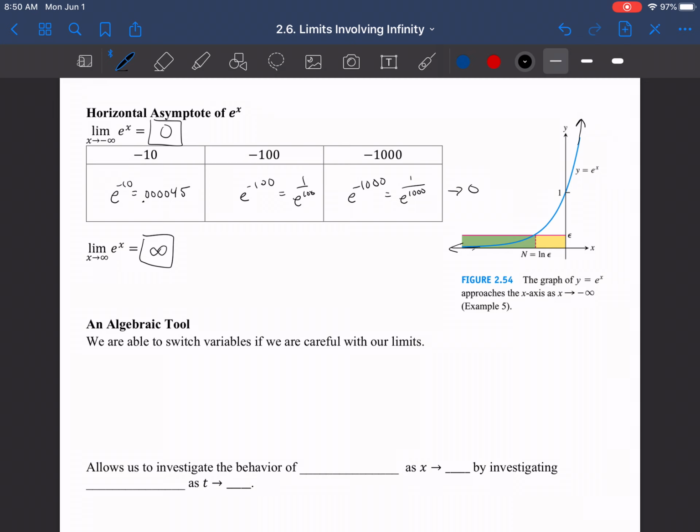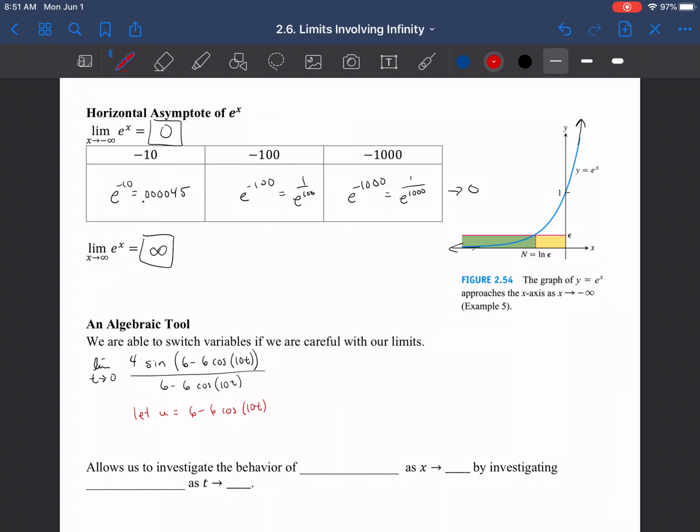An algebraic tool: we are able to switch variables if we are careful with our limits. So let's take a look here. Let's take a look at the limit as t goes to 0 of 4 times the sine of 6 minus 6 cosine of 10t, over 6 minus 6 cosine of 10t. Okay? And if we look at that, what we can do is we can say something like, and I'll put this part in red, let u equal 6 minus 6 cosine of 10t.